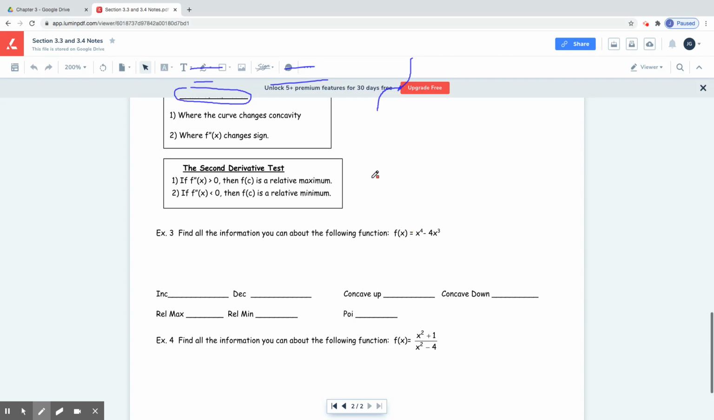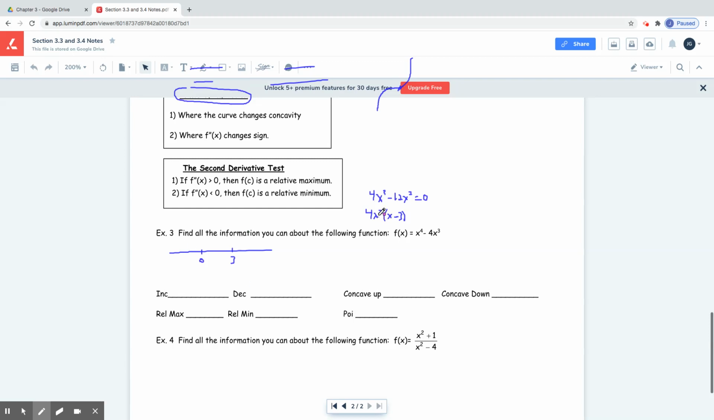So for this example, first thing we're going to do is just what we did before. I'm going to find my derivative, which is 4x cubed minus 12x squared. I'm going to set it equal to 0 to find any critical values. I could take a 4x squared out, and that leaves me with x minus 3. So my critical values that I will put on my number line are 0 and 3. Now I'm going to take those and plug them in.